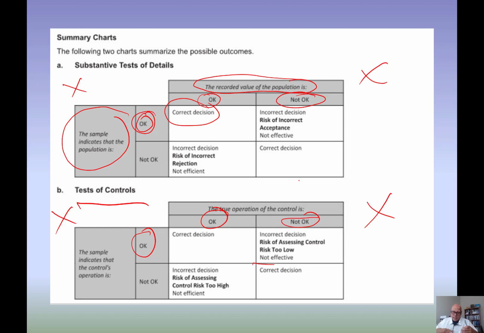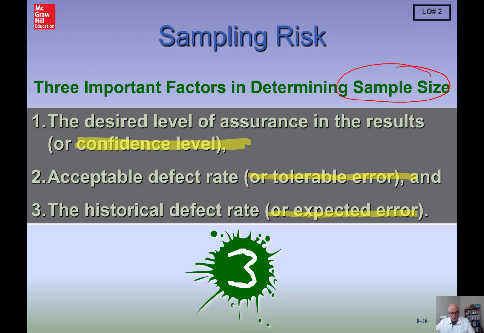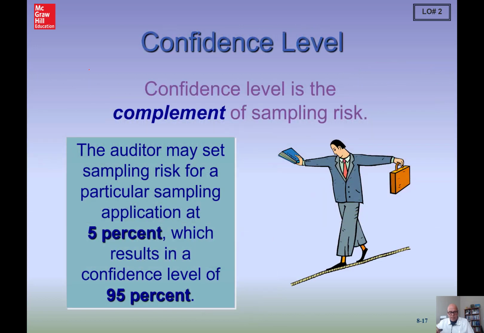Okay, and you can see some of the other options here, but I think this is a nice table that you probably want to spend some time looking at and seeing how this lays out, and you'll get some questions definitely in your homework and stuff on that. Okay, now 3 important factors in determining sample size that we're going to talk about: confidence level, tolerable error, and expected error. Okay, confidence level is how confident we are in our result.